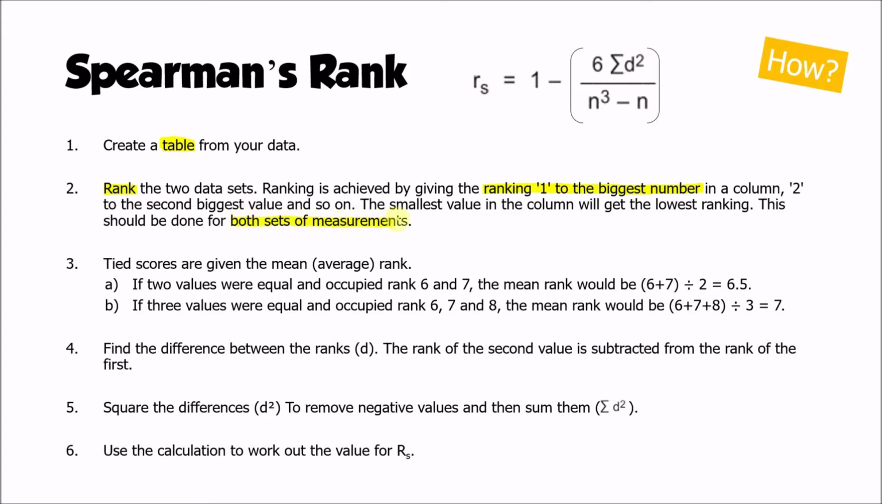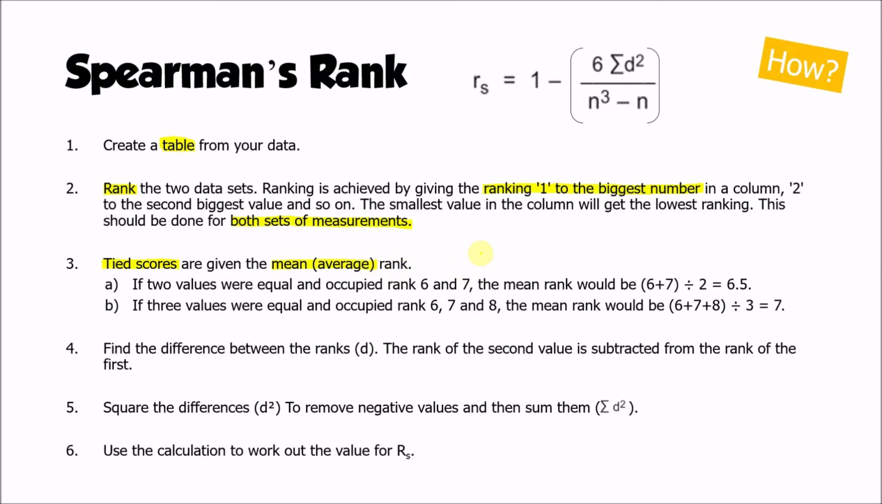And we do that for both sets of measurements. So we rank one of our variables, like distance downstream, and we rank our other variable, like river discharge, and then we can work out the differences between those ranks. Important thing to mention here is that if two variables have the same score, let's say we had 2 points along our river's course that had the same discharge, then we give a mean rank or an average rank for those. I'm going to model that to you in a second, but just wanted to point that out for you.